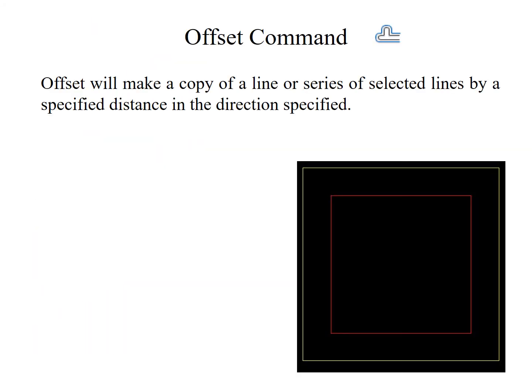Next command is the offset command. Offset will make a copy of a line or series of selected lines by a specified distance in the direction specified. So you can provide an offset to a particular part or profile. With the offset of a certain distance, you can generate the same or a similar part or profile.